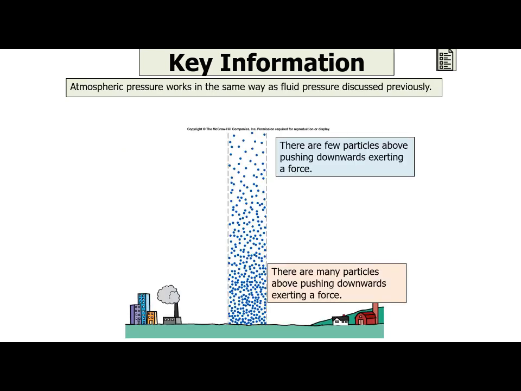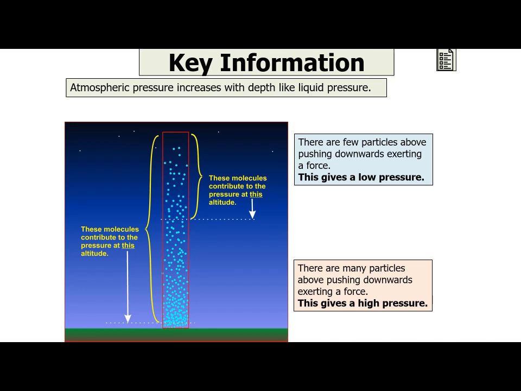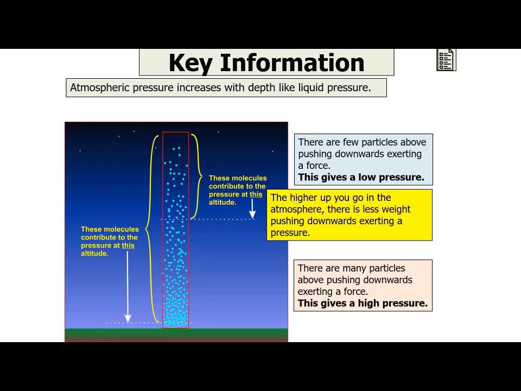Now atmospheric pressure works in the same way as the fluid pressure in a liquid discussed previously. At the top of the air, there are few particles above pushing downwards exerting a force, while there are many particles above pushing downwards exerting a force when you are at the bottom of that gas at the surface. So at the top of the atmosphere we have a low pressure, and at the bottom of the atmosphere near the surface we have a high pressure, which you can see in this diagram. So the higher up you go in the atmosphere, there is less weight pushing downwards exerting a pressure.